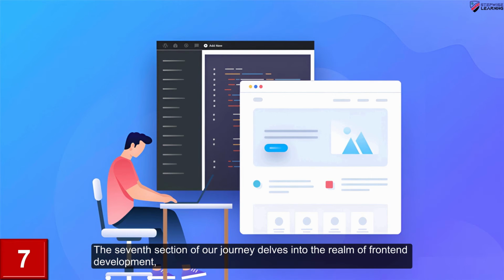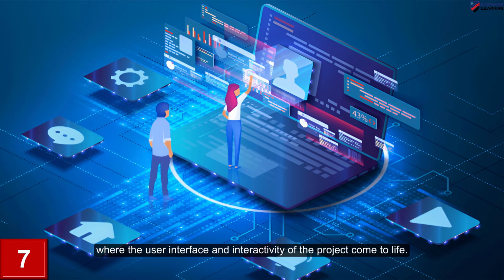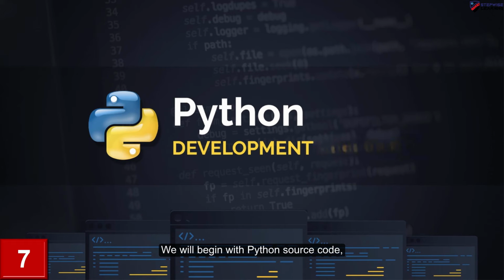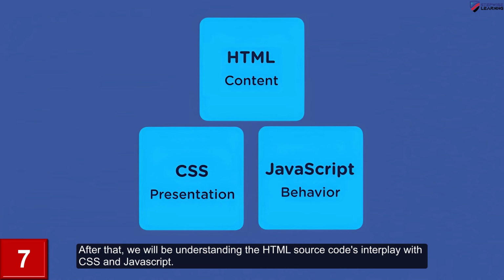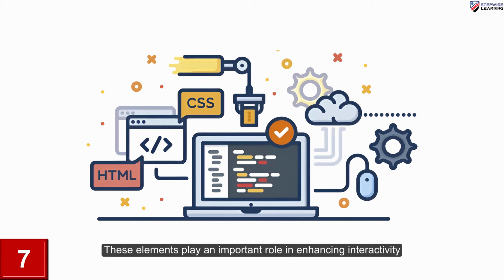The seventh section of our journey delves into the realm of front-end development, where the user interface and interactivity of the project come to life. We will begin with Python source code, understanding what it does and why it is important. After that, we will be understanding the HTML source code's interplay with CSS and JavaScript. These elements play an important role in enhancing interactivity and ensuring that our web application functions seamlessly.